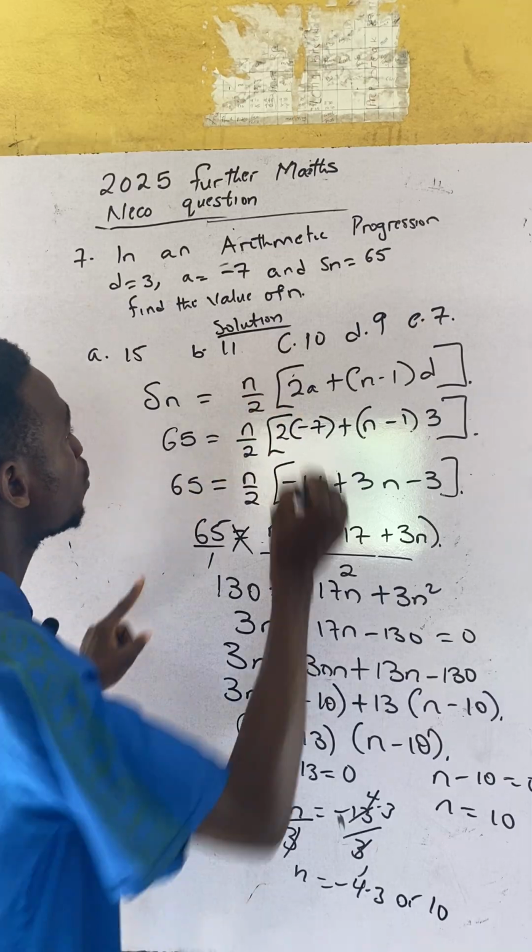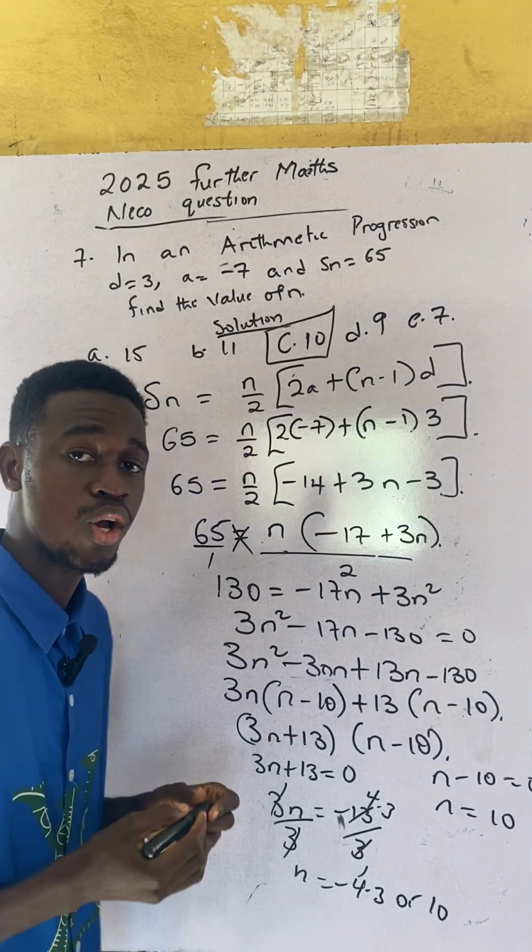By looking at our question here, we can see that option C is our answer, which is equal to 10.